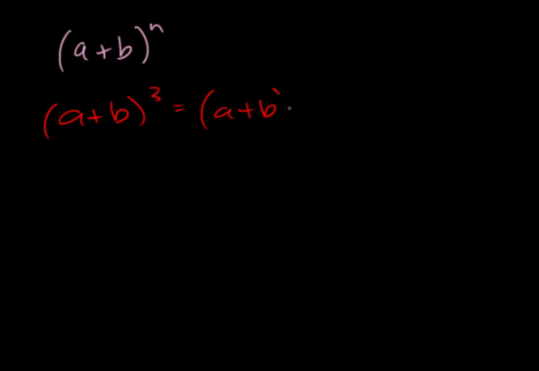Hey math kids, today we're going to talk about binomial expansion, and all that means is if we have a plus b raised to the n, we just expand it into a polynomial. So for example, if we had a plus b raised to the 3, we could brute force and multiply everything out, and then we would end up with something that looks like this.